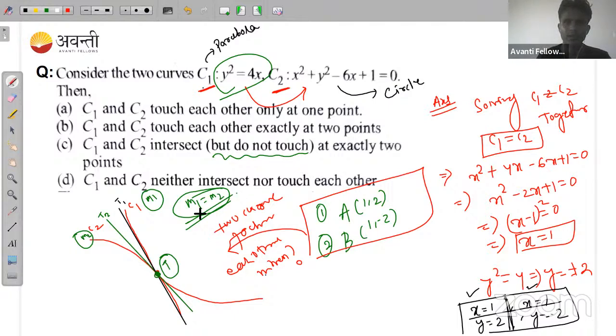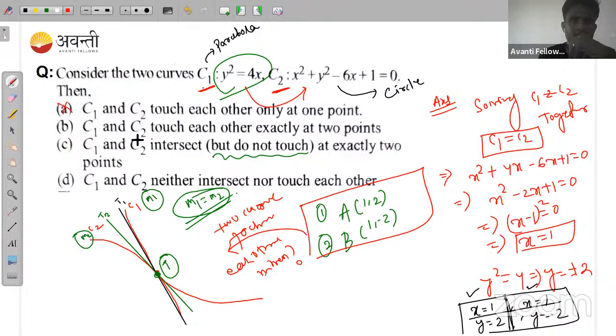Sir, perfect. Now, see. What you can conclude from here? What is your conclusion? Answer, tell me. A, B, C, D में से कौन सा सही है? Touches each other at only one point.